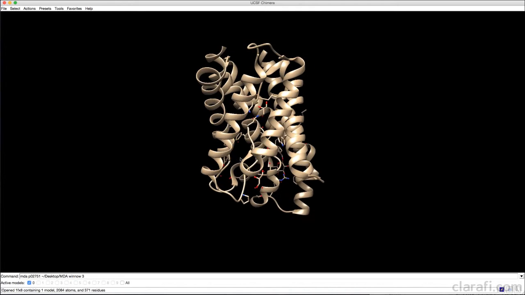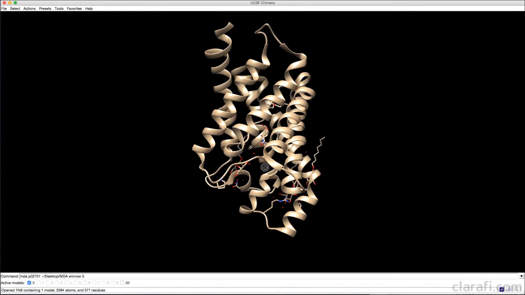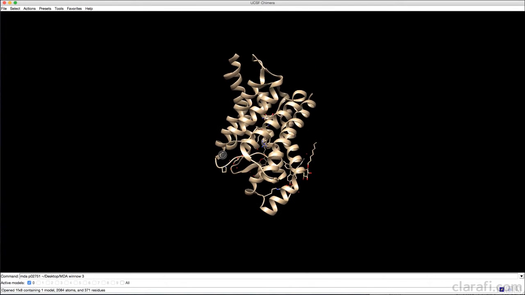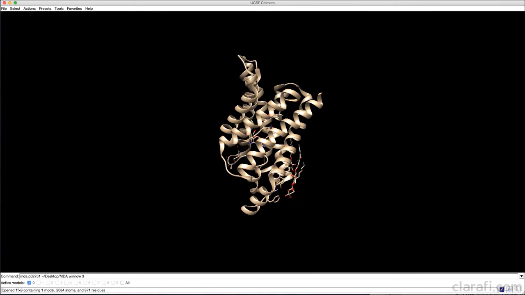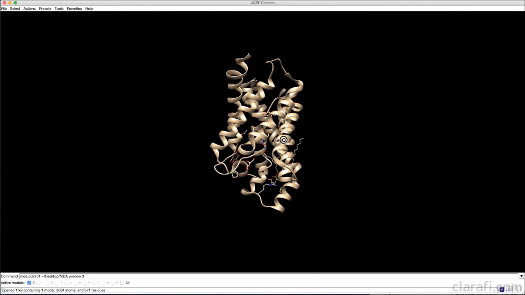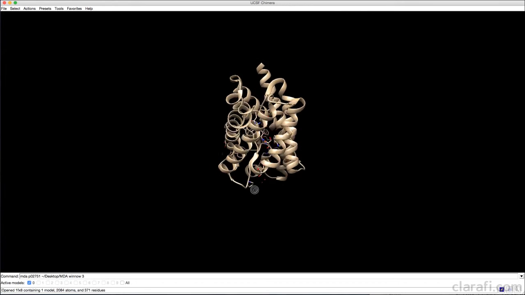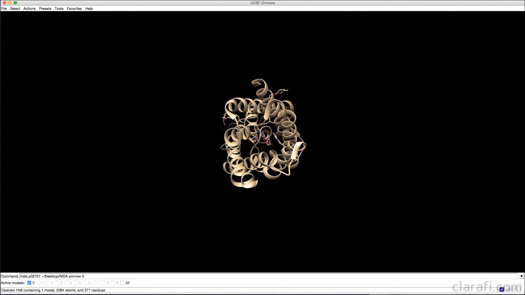1fx8 contains a copy of an aquaporin molecule. Aquaporins are transmembrane transport proteins that form a pore in the membrane. This pore allows for the transfer of water molecules through the cell membrane. You can see the water molecules sitting inside the pore.